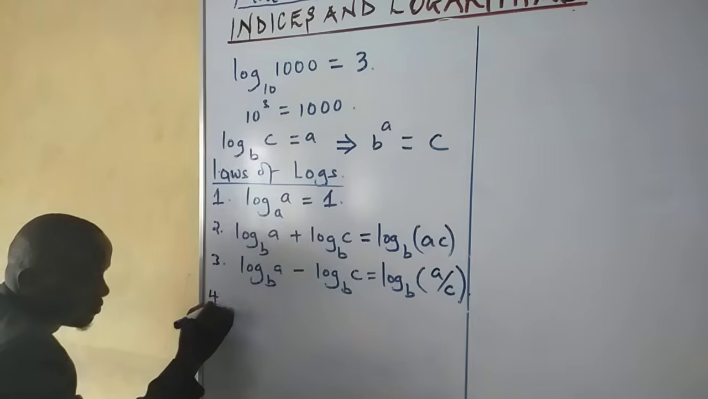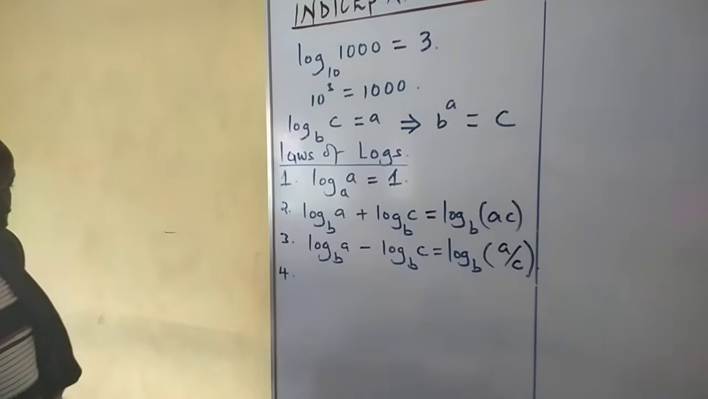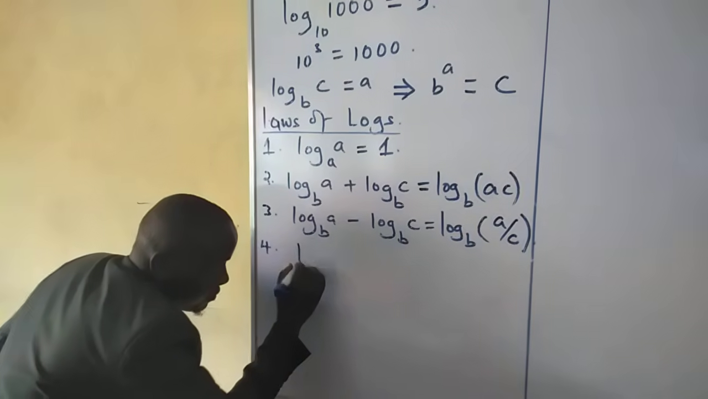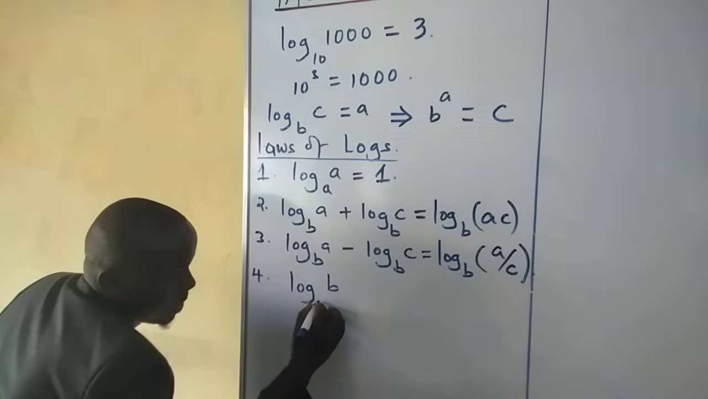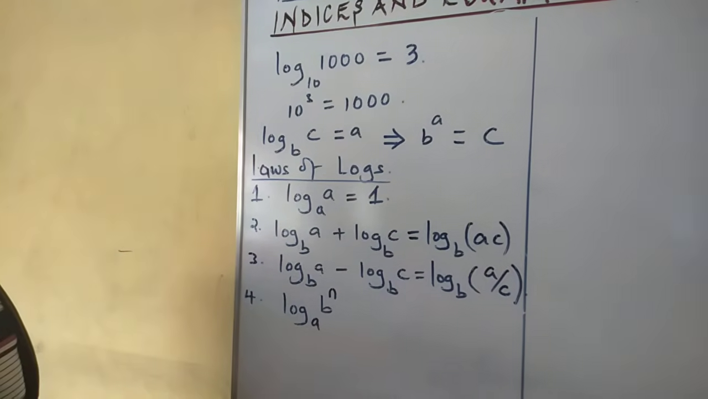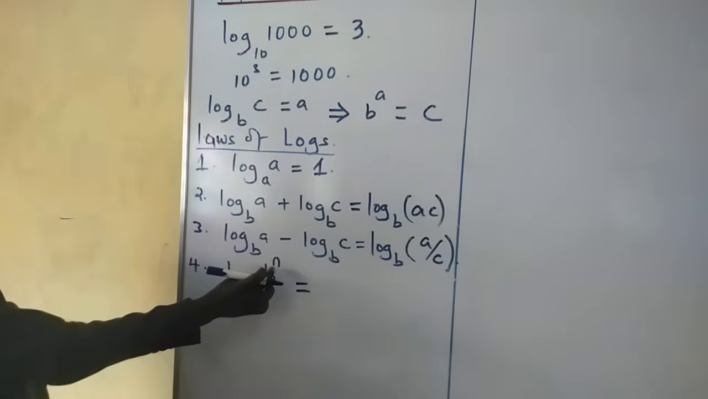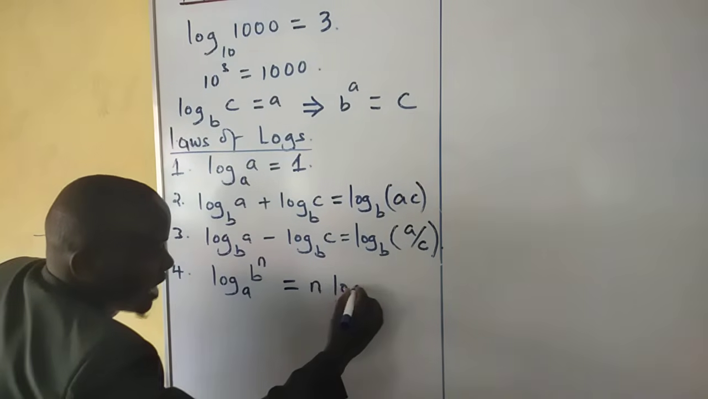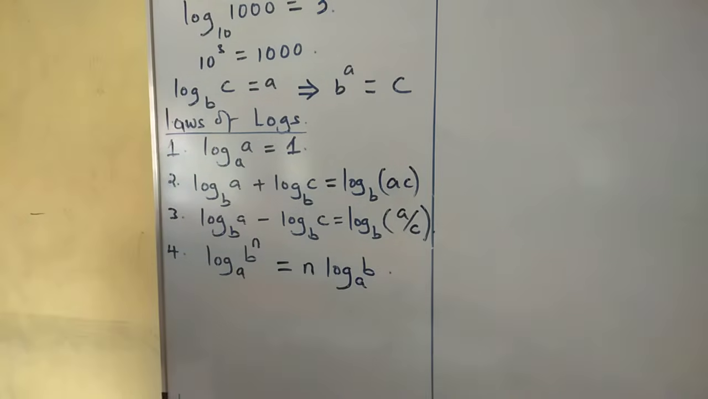Number 4, another law, is the power law, which says that if you have the logarithm of a number b to base a, where b is raised to a power, let's call it n, then this simplifies to the power being dropped, and we have n times the logarithm of b to base a.